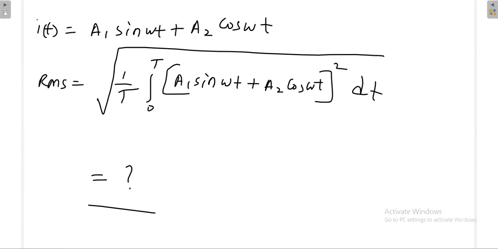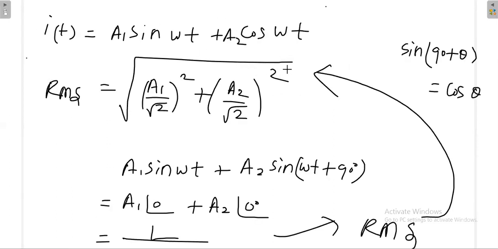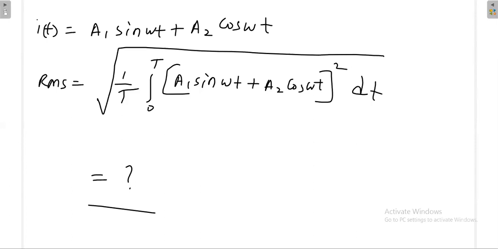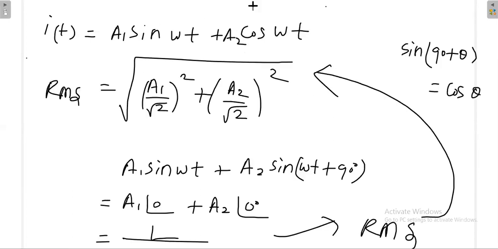Okay, now you are having three different ways. This one or this one or this one. Then finally you can conclude whether you can add or not. When it is sine and cos, whether you can add or not. That means whether you can apply this formula directly.